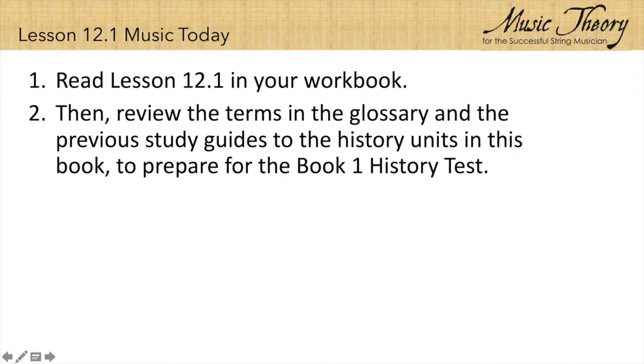Now read Lesson 12.1 in your workbook, then review the terms in the glossary and the previous study guides to the history units in this book to prepare for the Book 1 history test.